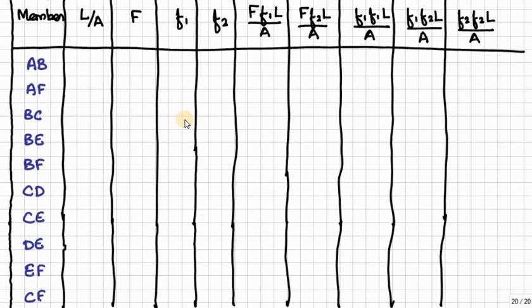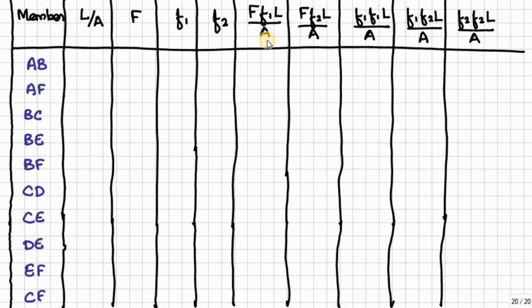Okay, so only these three columns, capital F, small f1, small f2, need the method of joints. All others are just substitution, because for all others the values are already provided. L by A is given in the problem, therefore we can compute this. We have to use the method of joints to compute F, f1, f2. So once we know these four columns, then you can substitute the values here.